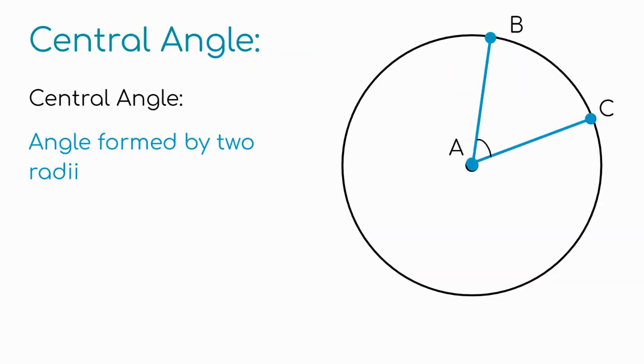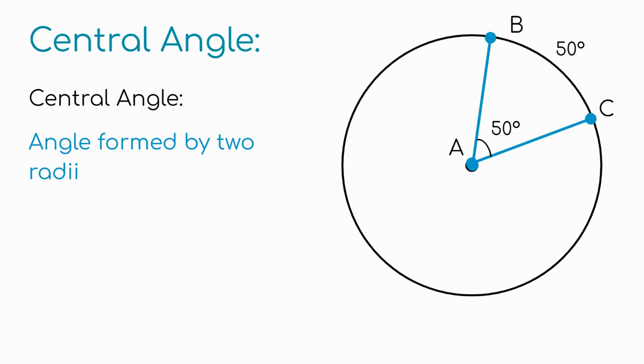So yesterday we learned central angles. Hopefully you remember central angles are located at the center of the circle. They're formed by two radii. So we have this radius BA and radius CA coming together at angle A to form a central angle. And you'll remember from yesterday that central angles are equal to the arc. So if that angle BAC is 50 degrees, arc BC is also 50 degrees.